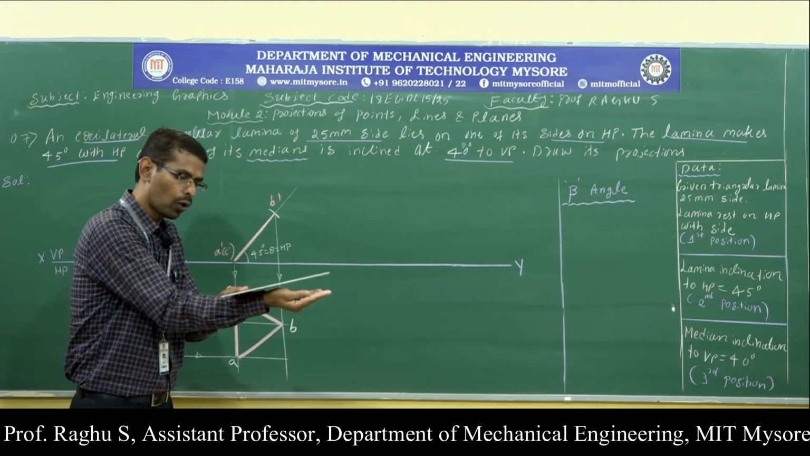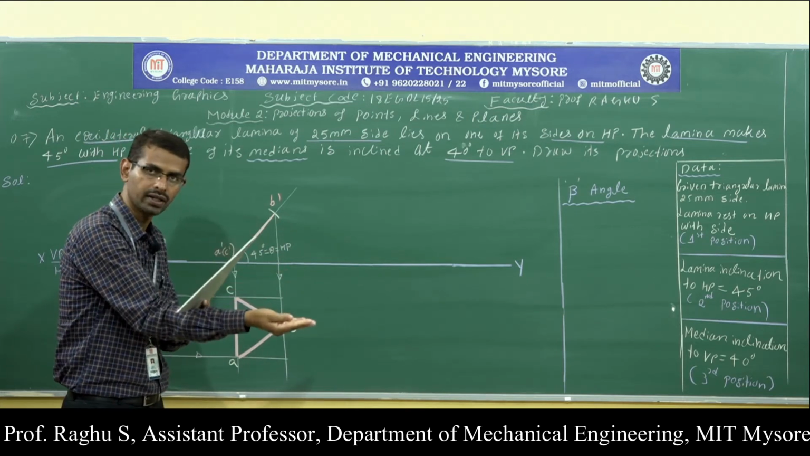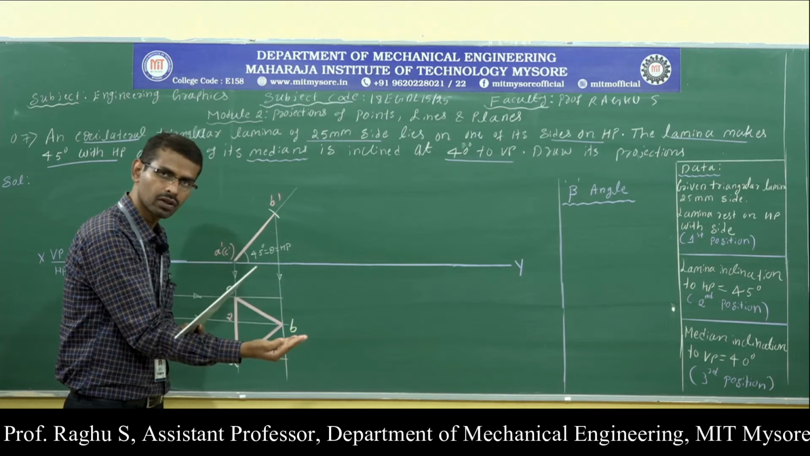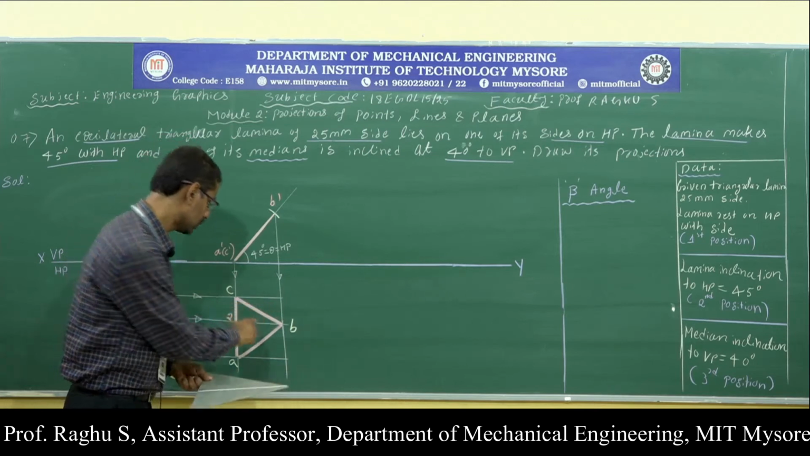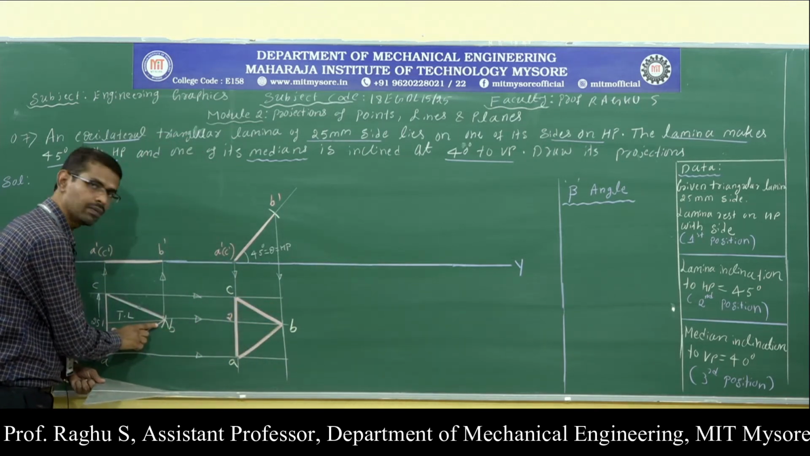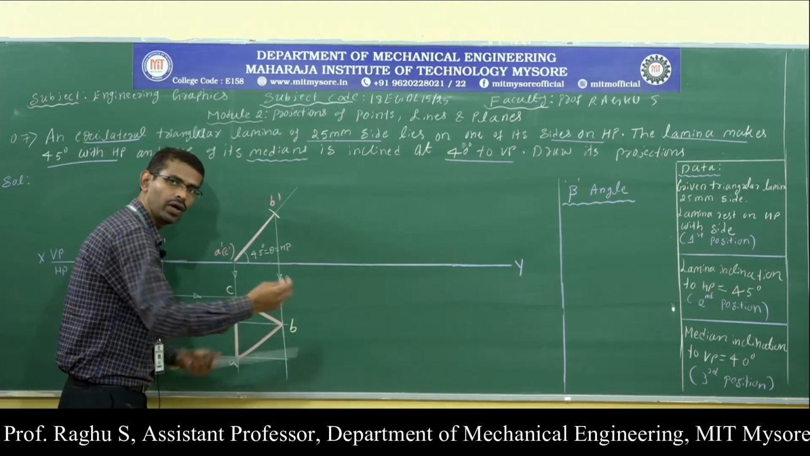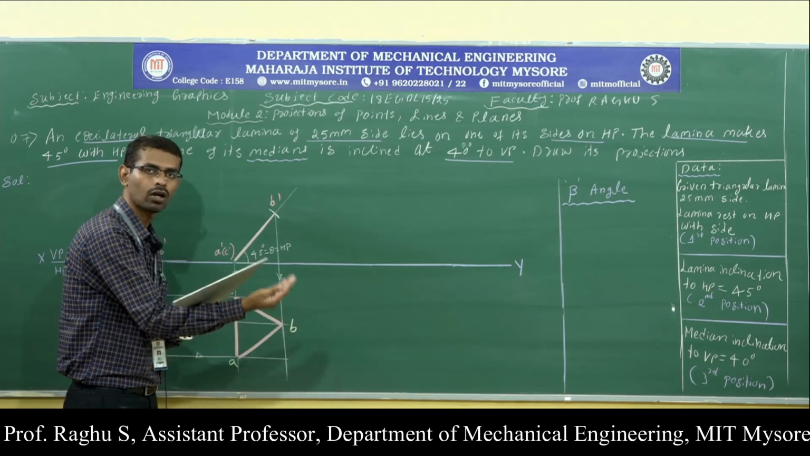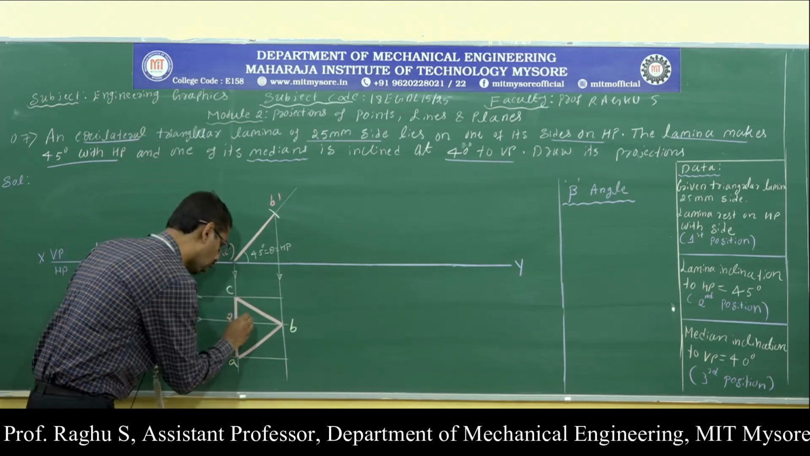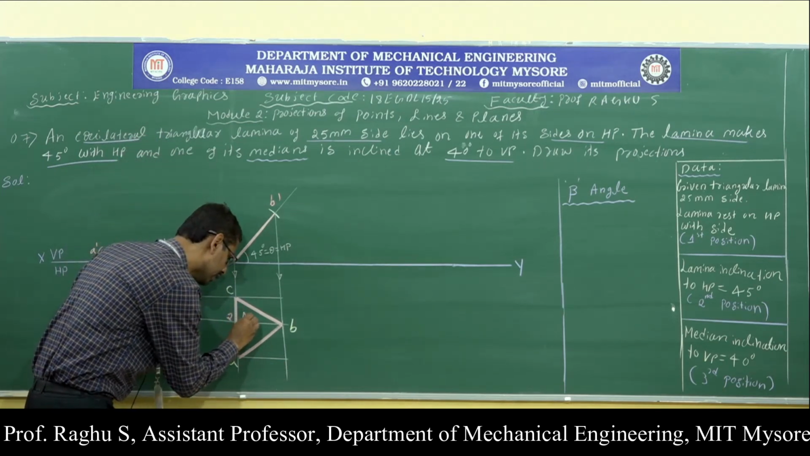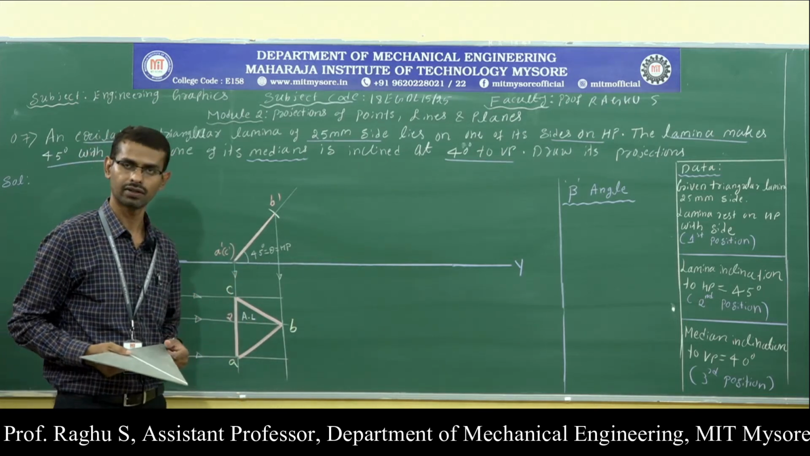Next, when you provide a 45 degree inclination with respect to the horizontal plane, and observe the lamina from the top, the length of the median gets changed. Here, observe the length. This is the median length when the lamina rests on HP, and this is the median length when the lamina is inclined to HP. This length is called the apparent length, indicated as AL.